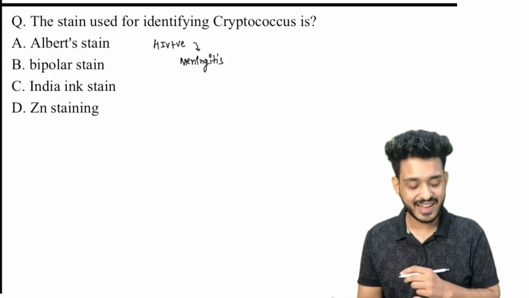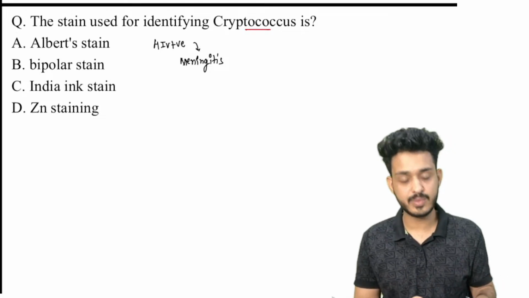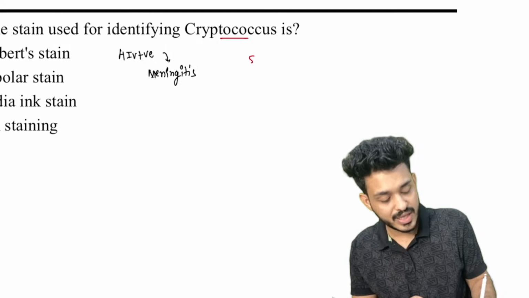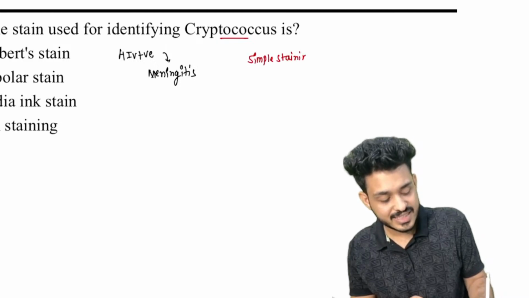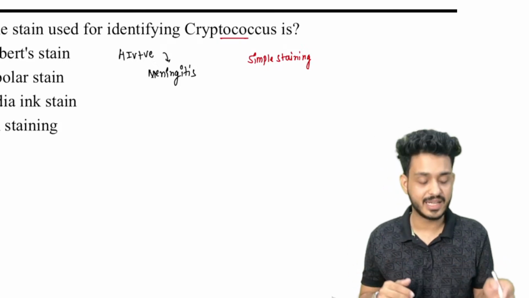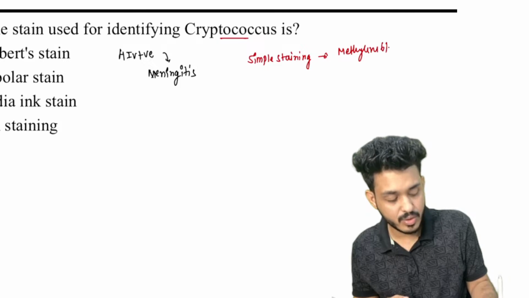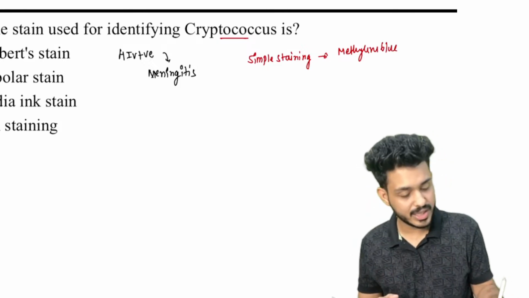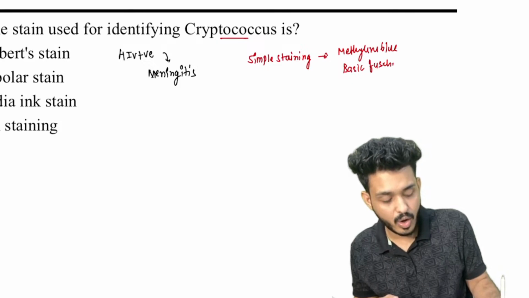So we have different types of stain. Let me explain what India ink stain is. You must not have studied about it. We have simple staining. What is simple staining? In simple staining, the same color is given to all the bacteria. For example, I can use methylene blue, so all bacteria will be blue in color. I can use basic fuchsin.